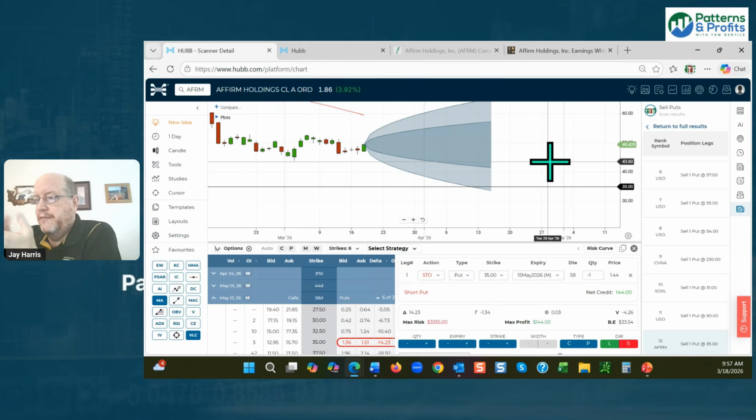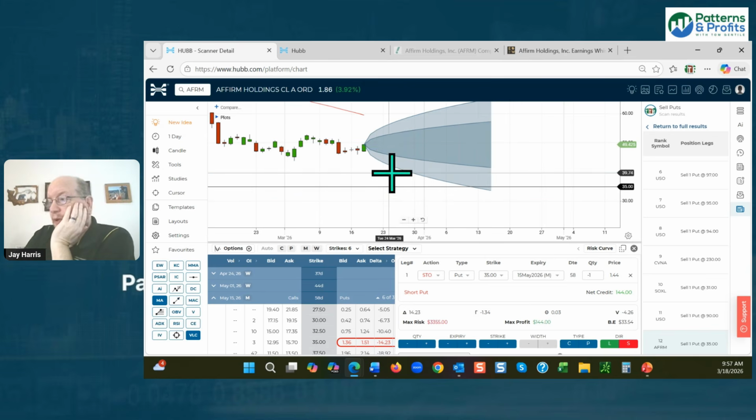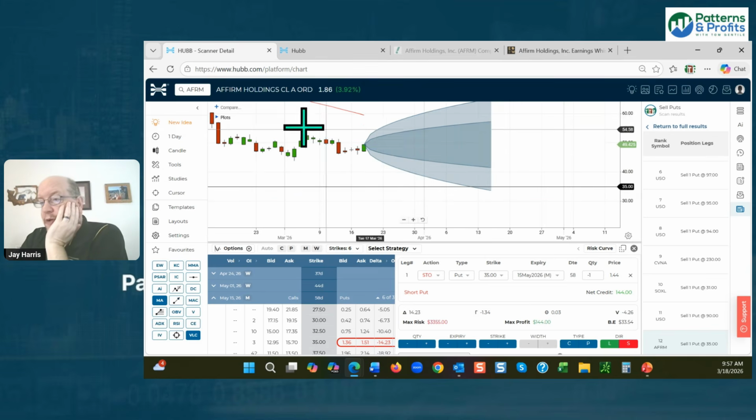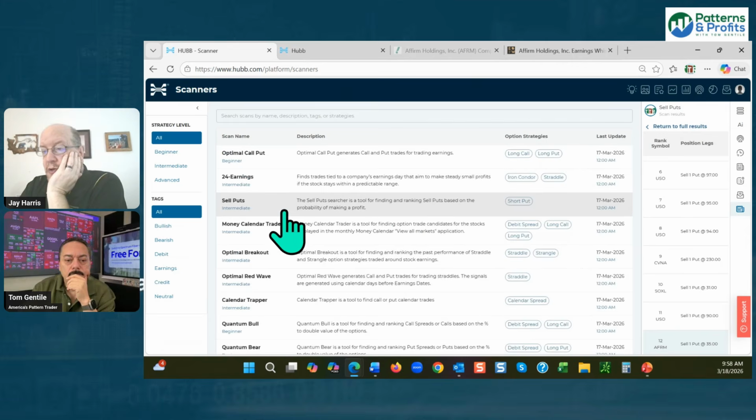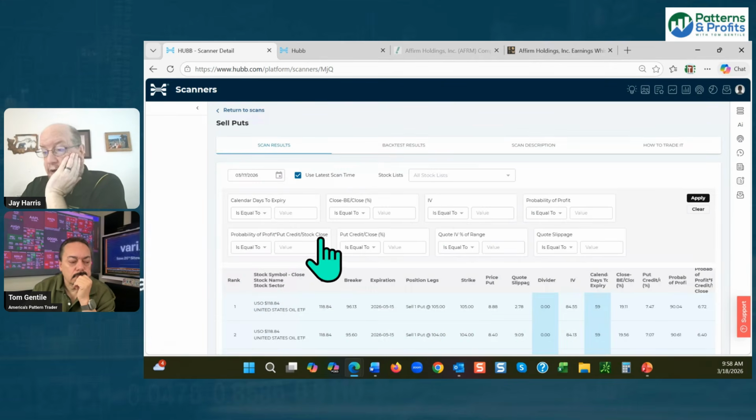One contract, 100 shares. So here's a situation where you might have to come up with a $35 stock times 100 shares, whatever that cost is going to be. And the big thing that we showed on this, folks, is if I go back to the list, sell puts. Tom mentioned this. I'll reiterate it again here.